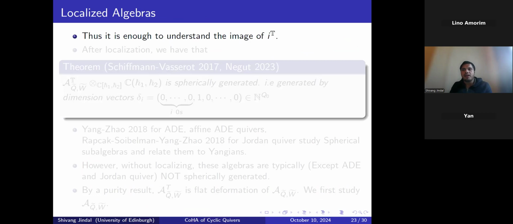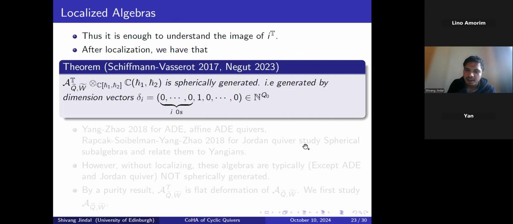Another interesting thing is that after localizing, here I'm defining algebras which are over the cohomology ring of a point. If we allow localization, then as written in this statement, if you take the usual cohomological algebra and tensor it with the fraction field of the cohomology ring of a point, so you allow inverting the equivariant parameters, then this algebra is spherically generated, in the sense that it's generated by the smallest possible dimension vectors.